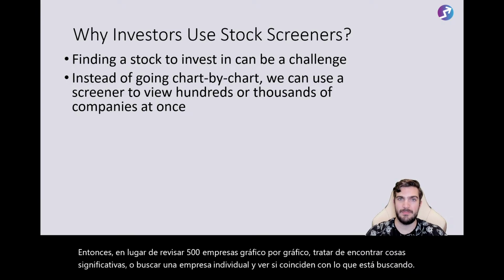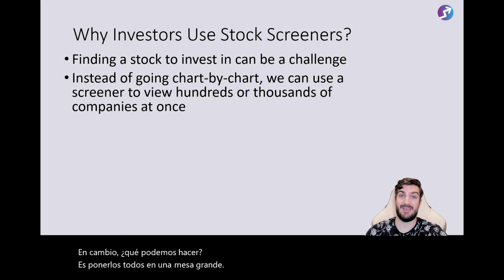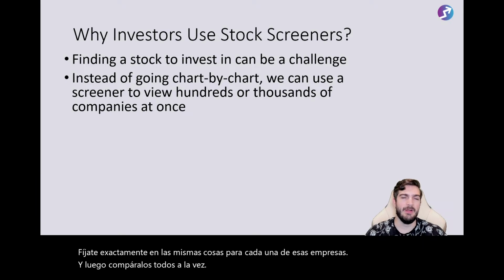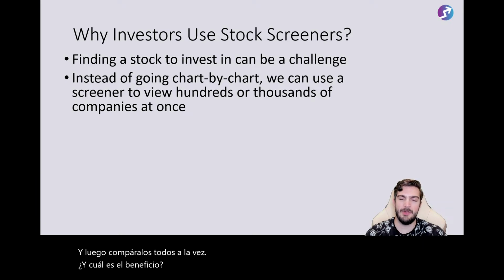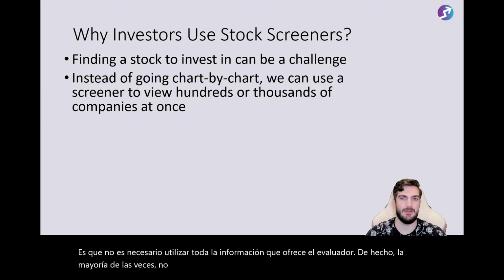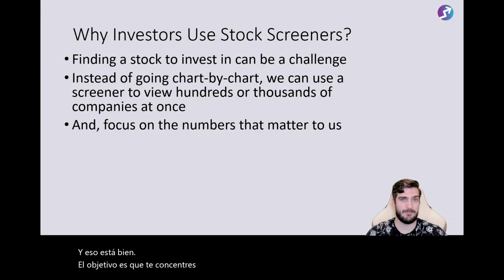Instead, what we can do is put them all into a big table, look at the exact same things for every single one of those companies, and then compare them all at once. And the benefit here is that you don't need to use every little piece of information that the screener offers. In fact, the majority of the time, you're not using most of those columns. And that's okay. The goal is that you focus on the numbers that matter.